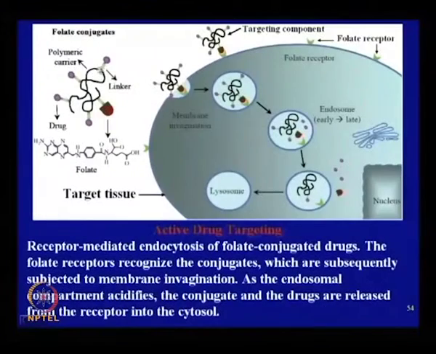Then in this acidic environment, this linker will break, and drug molecules will be released. So, the drug has actually reached that specific site: targeted delivery. If we can achieve 100% success, treatment of cancer or recovery from cancer is not a problem today.